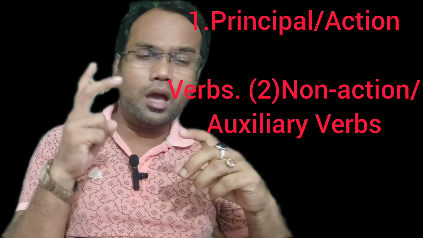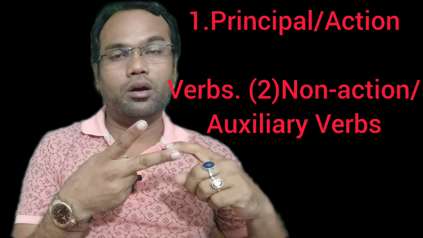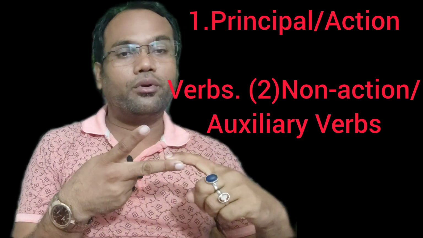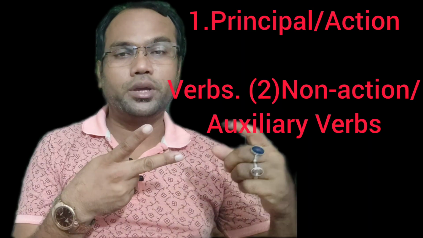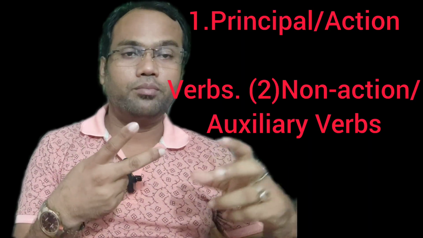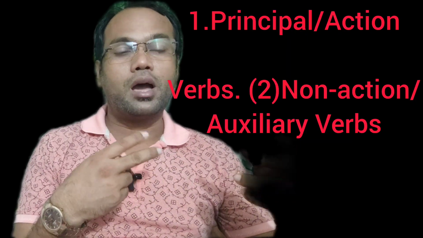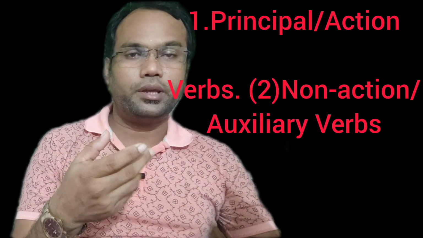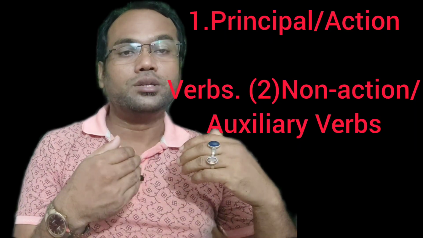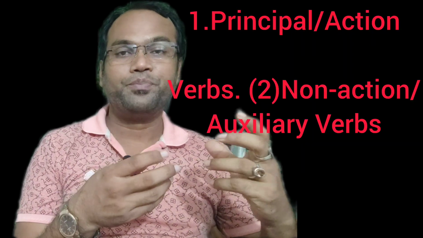After a supporting verb, we can use two forms of parts of speech. First one can be noun or adjective. Also, we can use the main verb or principal verb or action verb with the ing form or past participle form. I am helped. That means here helped is the past participle form after the supporting verb, because this is the passive form of help.